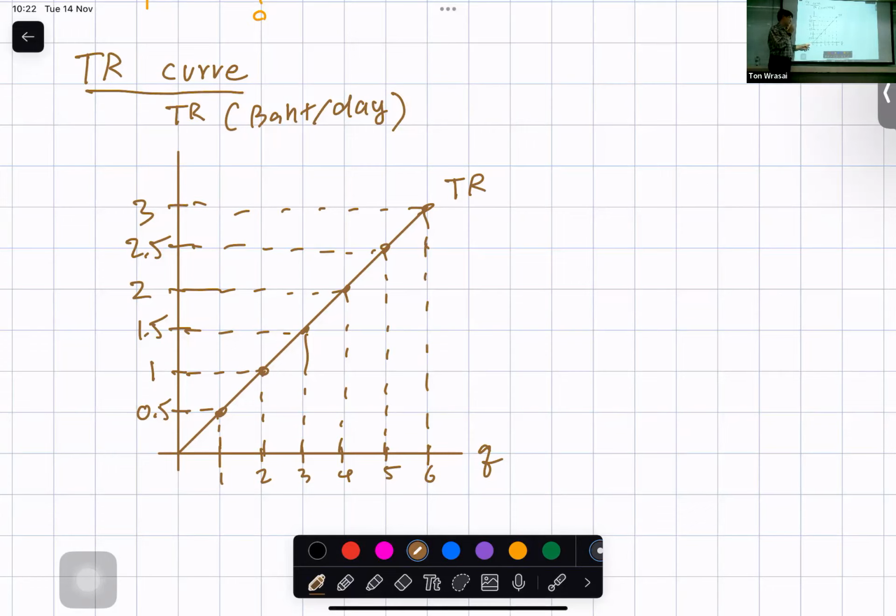Very simple. Sell 1 page, get 0.5. Sell 2 pages, get 1 baht. Sell 3 pages, get 1.5 baht. Price is 0.5.